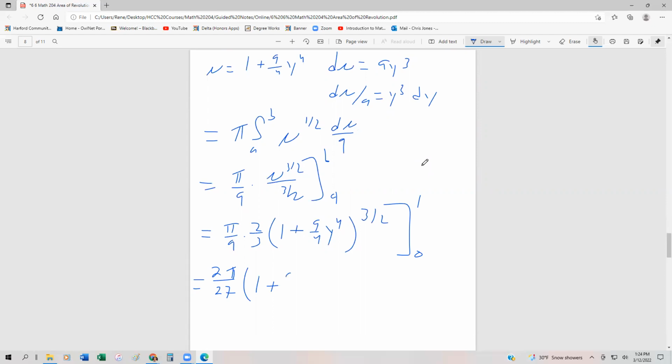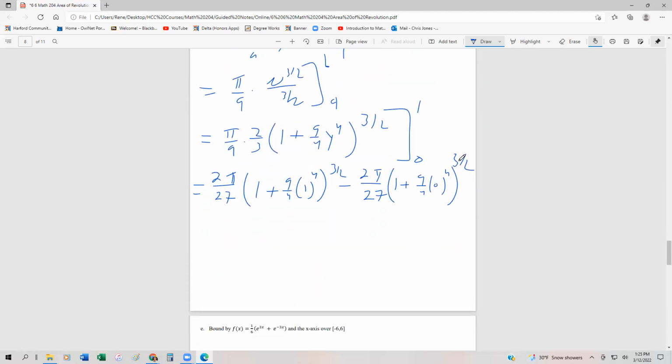1 plus 9/4 times 1 to the 4th to the 3/2 minus 2 pi over 27 times 1 plus 9/4 of 0 to the 4th to the 3/2. All right, now under here, this is going to become 13 over 4 to the 3/2. All right, so, or another way to write that, as we've seen several times already, is that this can be written as 13/4 times 13/4 to the 1/2.